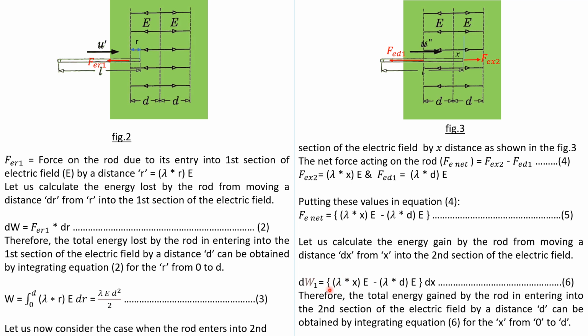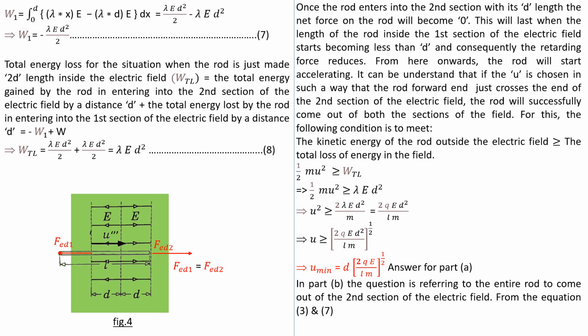That is equation 6. Now if we integrate this equation for the value of x from 0 to d, we will get the total work done W1 for the rod movement from this boundary, that is from x equal to 0 to d, and that will be minus lambda E d square by 2.